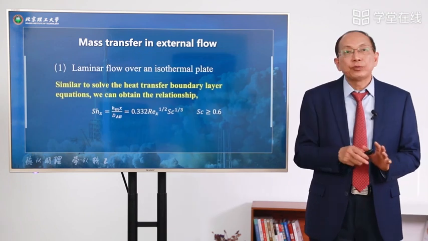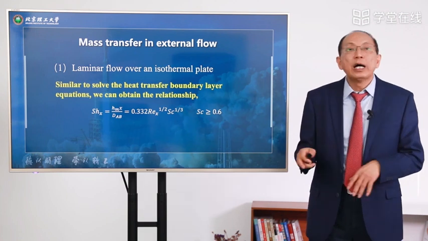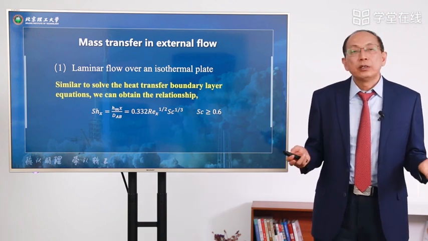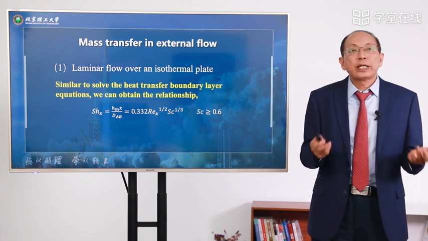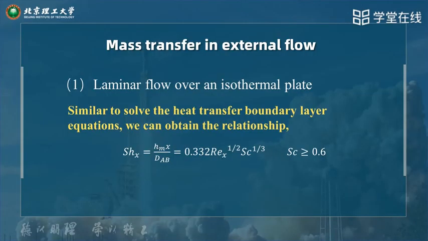Okay, in the next several pages we will discuss mass transfer in external flow and internal flow, just several examples. In most cases we use empirical relationships. One is laminar flow over an isothermal plate. Isothermal plate means the temperature is constant, uniform. Similar to solving the heat transfer boundary layer equation, we can obtain relationships similar to heat transfer.